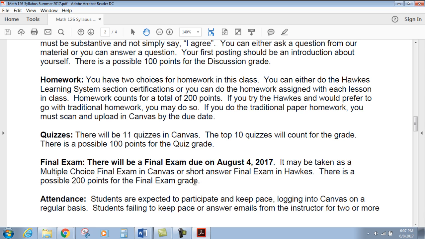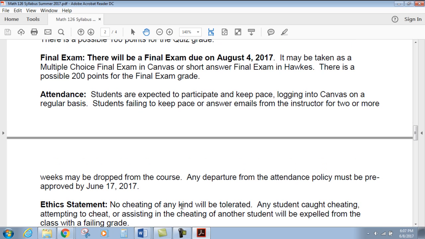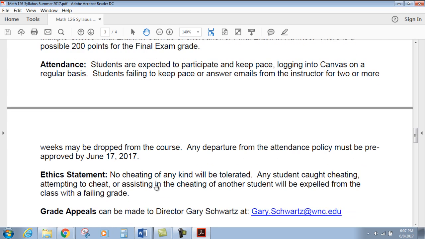Attendance: students are expected to participate and keep pace, logging into Canvas on a regular basis. Students failing to keep pace or answer emails from the instructor for 2 or more weeks may be dropped from the course. Any departure from the attendance policy must be pre-approved by June 17, 2017.